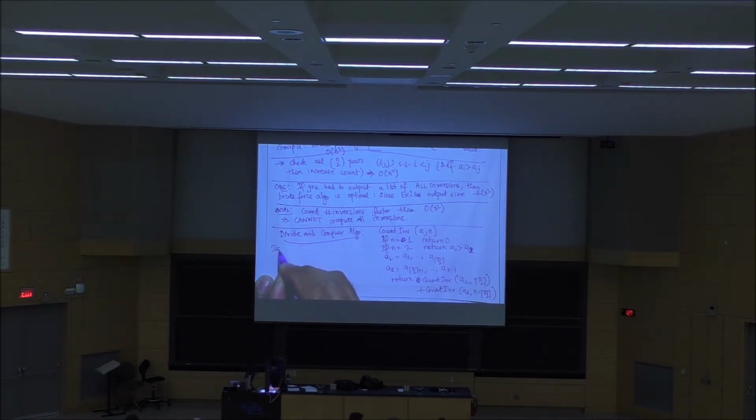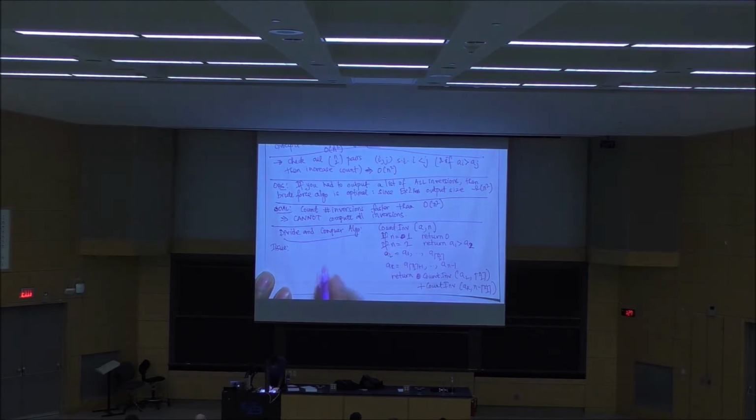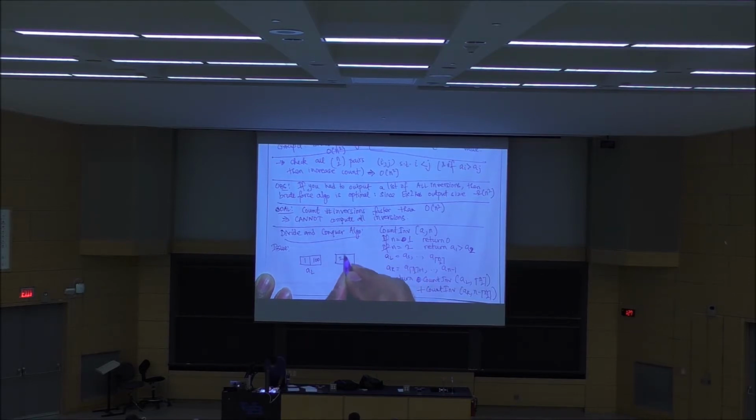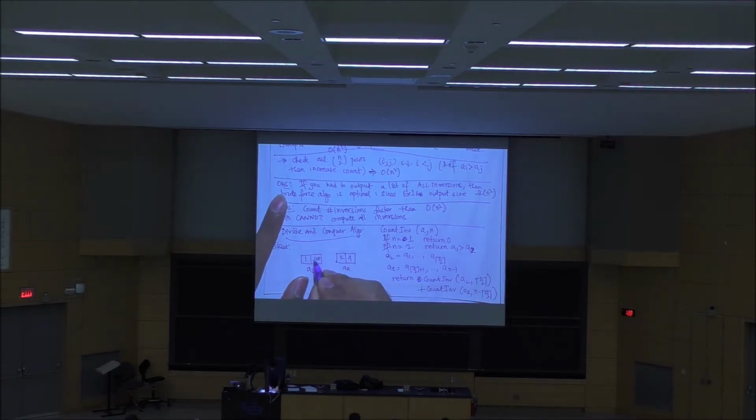So here's a specific example. Let's say n is equal to 4, so the left half is 1 and 100, and the second half is 2 and 4. Now note that both of these subarrays don't have any inversion within them, right? They are sorted. But all the inversions are actually crossing. So 100 and 2 is an inversion, 100 and 4 is an inversion.